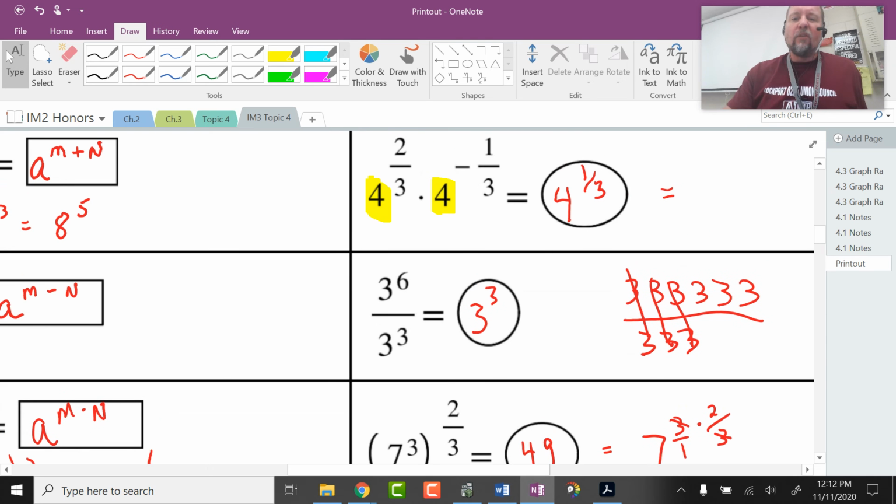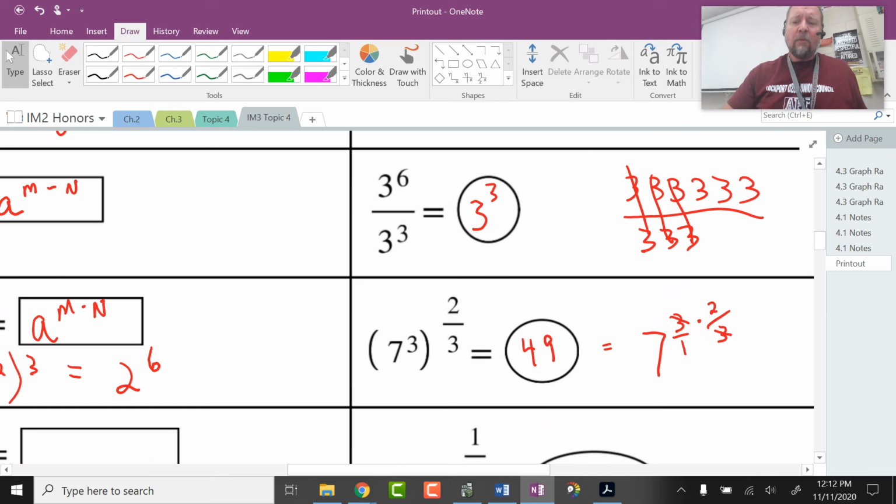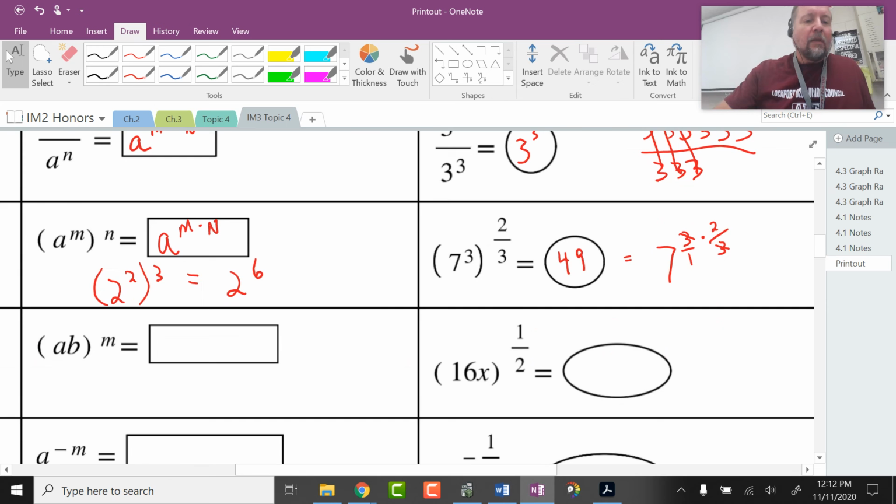4 to the 1/3, that doesn't really evaluate. It's the cube root of 4. I need a calculator to get that decimal, so we're going to want to leave that one like that. But when you get 7 squared, I think we should be writing that as 49. I think we should understand that.